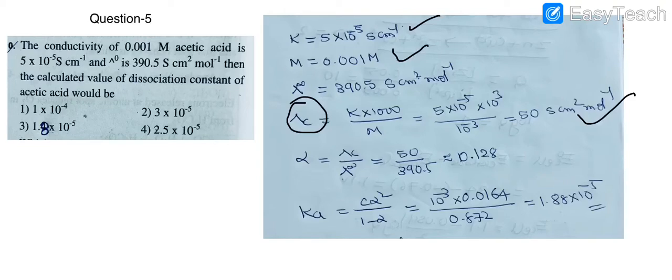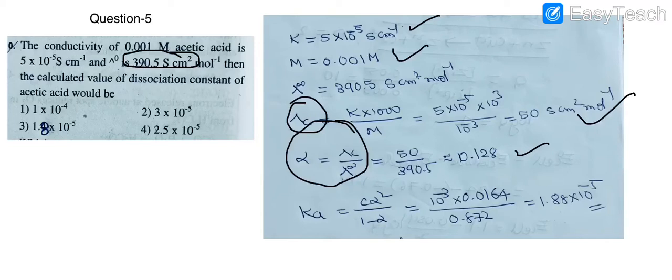And they have also already given the limiting molar conductance, lambda infinity. By using that, we can find alpha. Alpha is equal to lambda c by lambda infinity. So lambda c is given as 50 and lambda infinity is 390.5. From that we get alpha as 0.128.